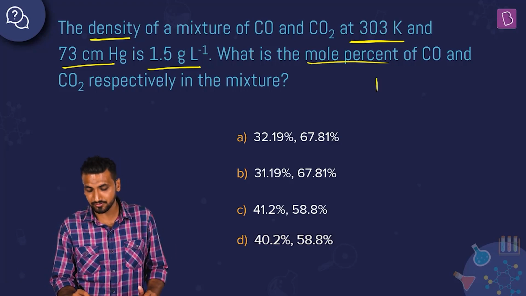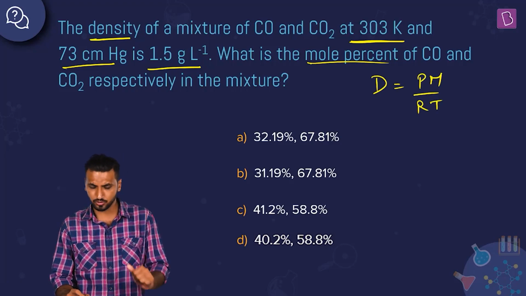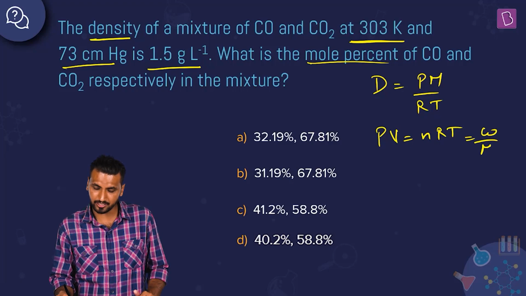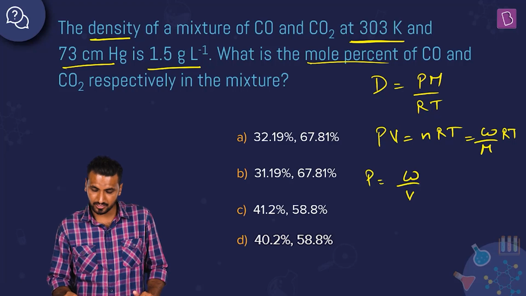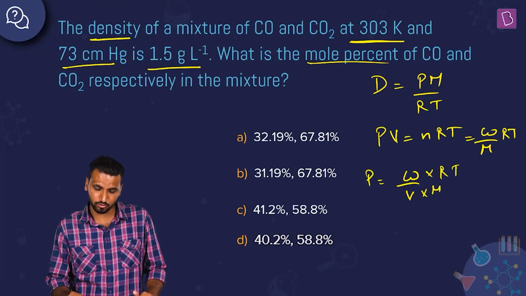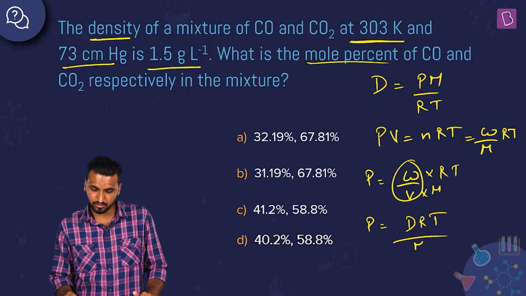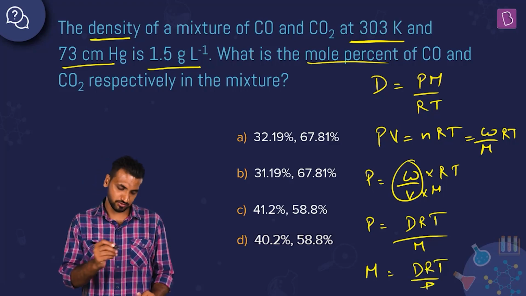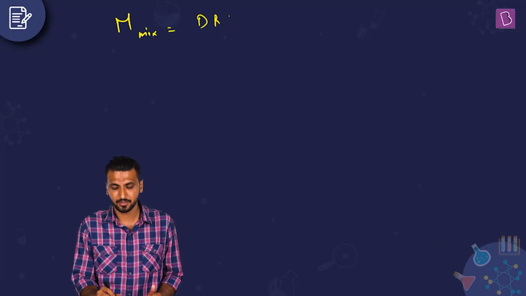So you know the formula for density is PM by RT. And if you do not know, it is very simple. We'll quickly derive this. PV is equal to nRT. Can I write n as W by M? If I take volume on the other side, pressure will be W by V into M into RT. So W by V is nothing but density. So pressure will be dRT by M. So from here M will be dRT by P. Make sense? If you solve this, the molar mass of the mixture will be dRT by P.